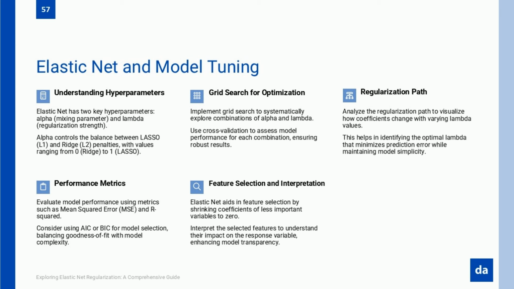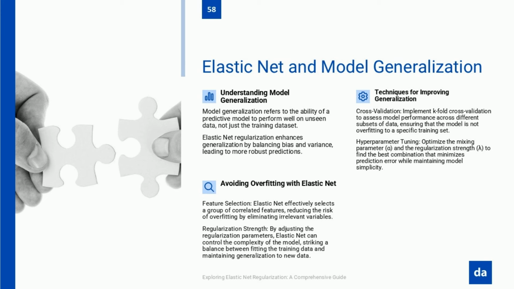Now that we've optimized Elastic Net's hyperparameters, the next step is ensuring the model generalizes well to new data, which is what we'll explore next. A model is only valuable if it works well on new, unseen data. Generalization refers to a model's ability to make accurate predictions on real-world data, not just the training set. If a model performs well during training but fails when tested on new samples, it's overfitting. If it's too simplistic and ignores meaningful patterns, it's underfitting. Elastic Net helps improve generalization by preventing both extremes, ensuring the model learns real trends without memorizing noise.